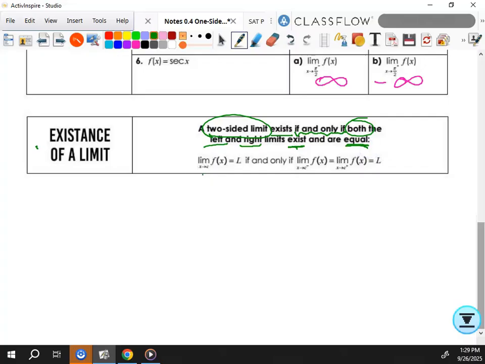So if you look at this limit statement as x approaches c, you notice how this doesn't have the little plus or minus on it? Because that just means whatever that number is in general. This is equal to L if the left one and the right one are the same and they exist and they both give me L. So what all that means is this.